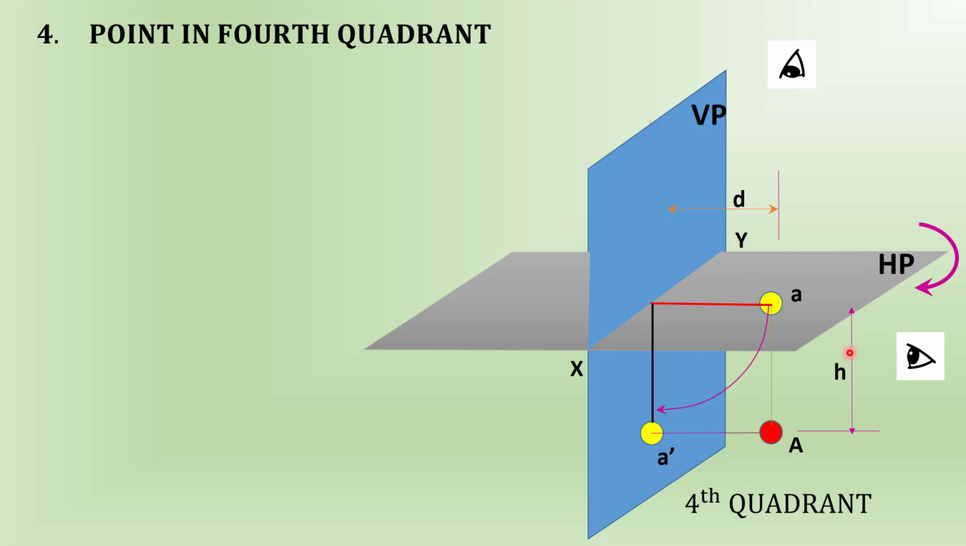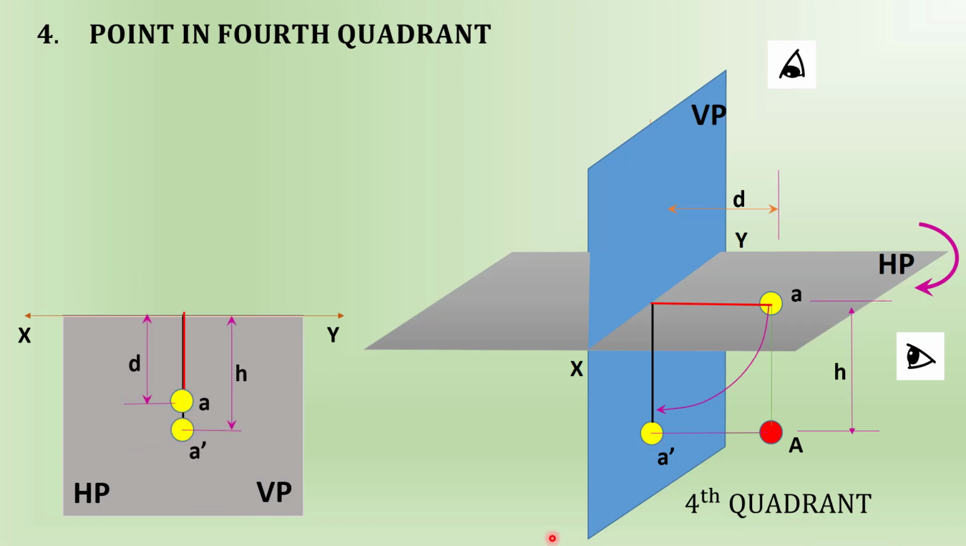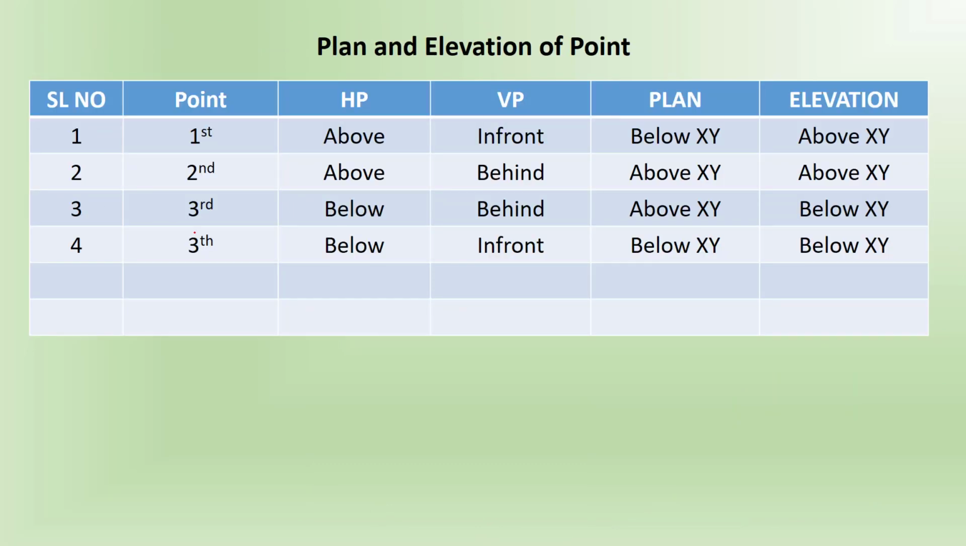So when you rotate that one, the plan point will rotate through an angle of 90 degrees and it will reach somewhere here. So in this case, you can see that both the plan and elevation are lying below the XY line. So when you try to draw the orthographic projection, you will get both plan and elevation below the XY line. So if the point lies in the fourth quadrant, not third, fourth quadrant, the point will be below the HP and it will be in front of VP. Where will you get the plan? You will get the plan below XY and you will get the elevation also below XY.